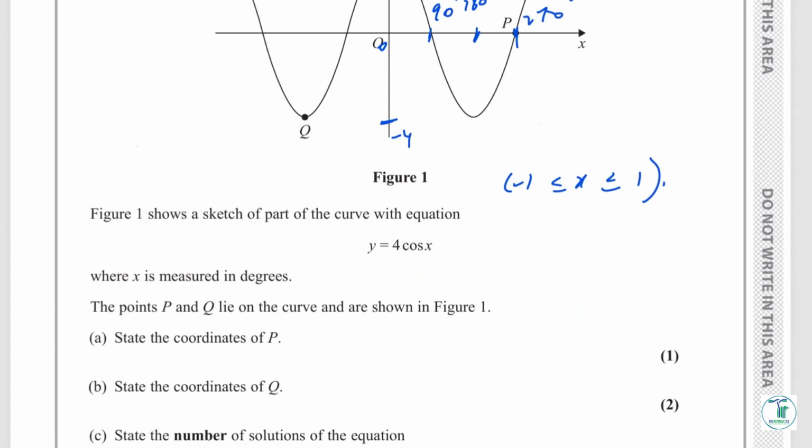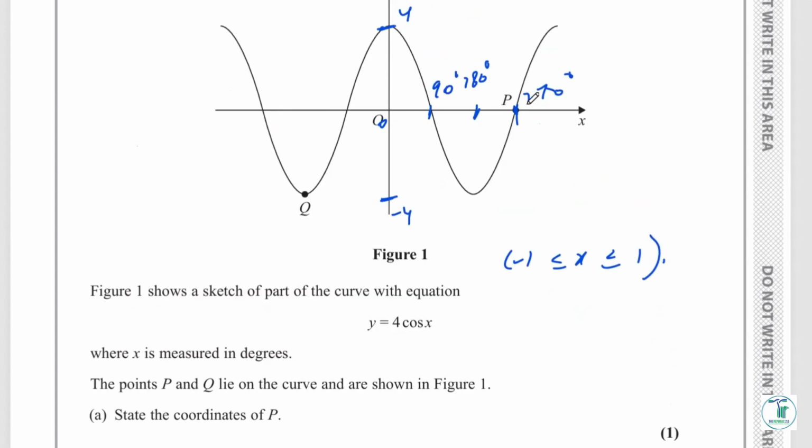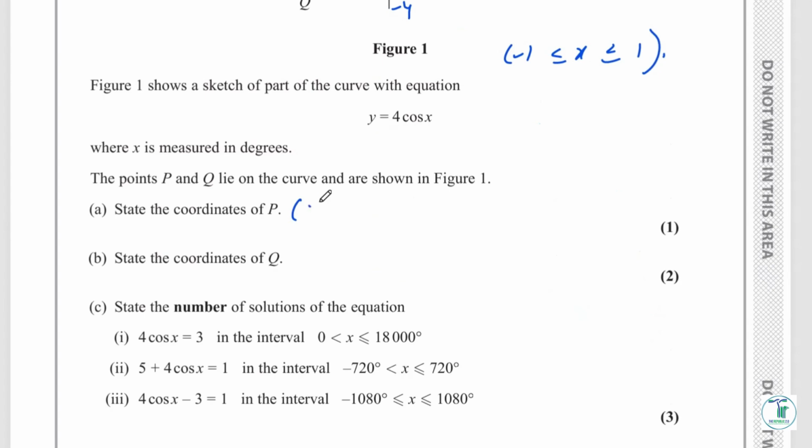So first of all, if you're looking for the coordinates of P, x is going to be 270, and the y coordinate, you can easily see that since it is the x-intercept, the y coordinate has to be 0. So the coordinates of P come out to be 270 and 0 degrees.